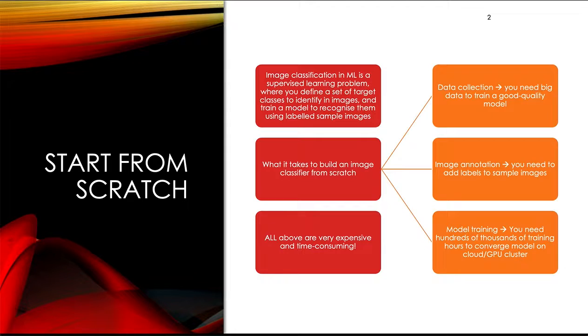So what does it take to build an image classifier from scratch? Well, firstly, you have to collect big data to train a good quality model. You need to collect loads of sample images. Secondly, for image annotation, you need to add labels to the sample images. And thirdly, you need hundreds of thousands of hours of training to converge your models using either a cloud or on-premise GPU cluster. All these are very expensive and time-consuming. So generally speaking, ordinary people or even small companies cannot afford it.